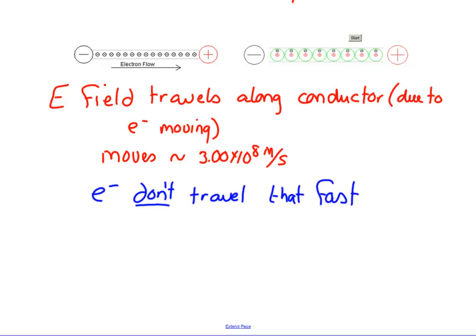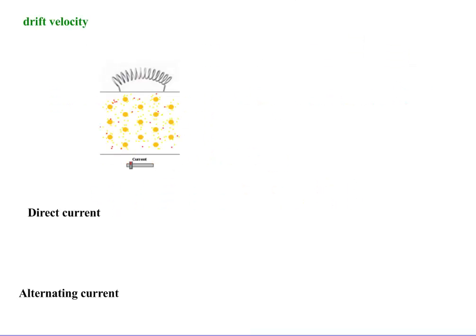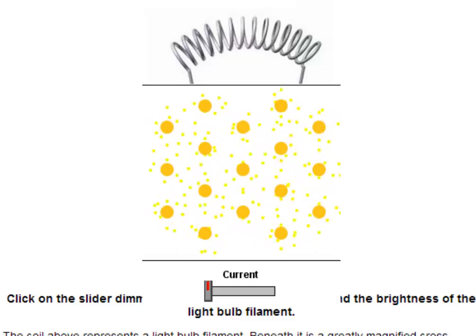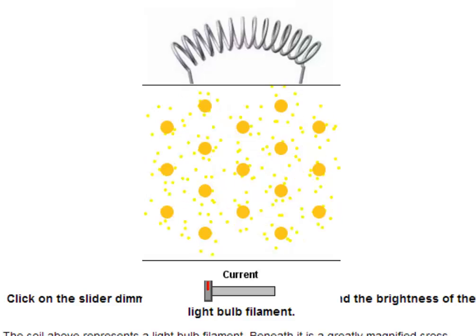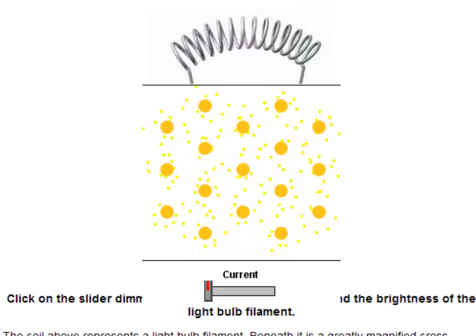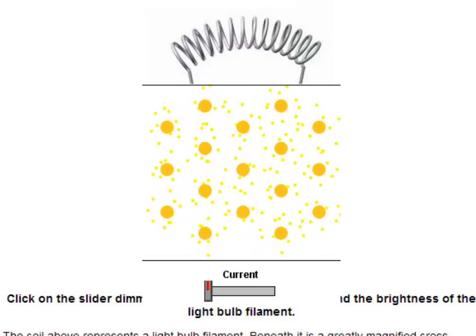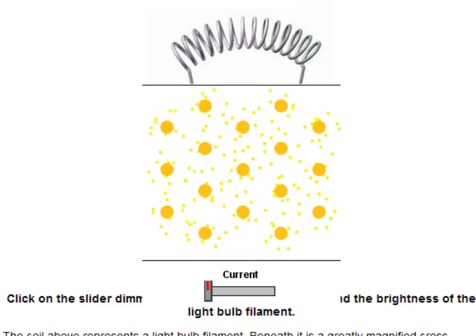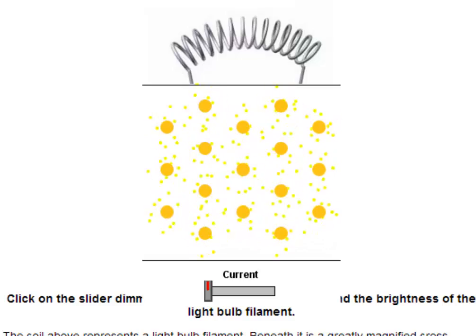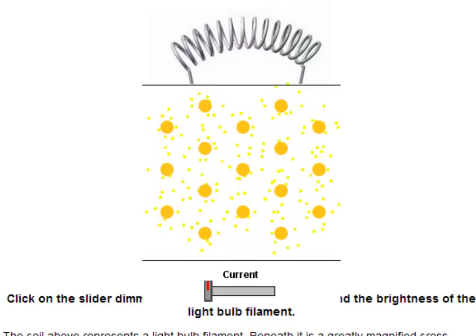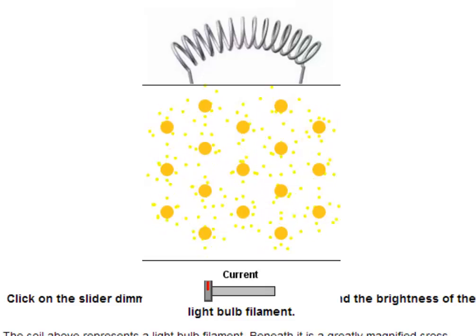So what we can take a look at now is something called drift velocity. Drift velocity is the net speed with which an electron moves from one end of the conductor to another. What we have here is a picture of electrons in a current. The little moving dots are the electrons. The large dots are the nuclei of the atoms. So the electrons are moving around the nuclei. As we change the current, as we increase it, we'll see that we make the electrons move faster, and we can make the light glow brighter.